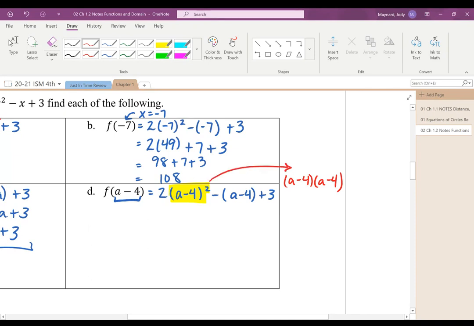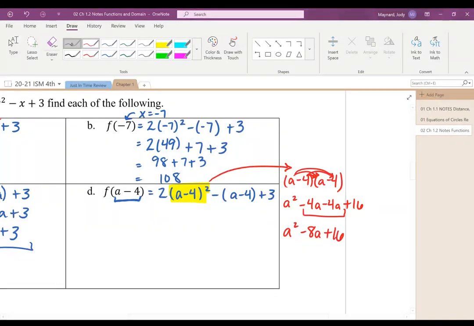We have to FOIL. Remember, that tells you first, outer, inner, last. We're going to multiply. A times a gives me a squared. A times negative 4 gives me negative 4a. Negative 4 times a gives me negative 4a. Negative 4 times negative 4 is plus 16. Combine like terms, which is these middle ones: a squared minus 8a plus 16.